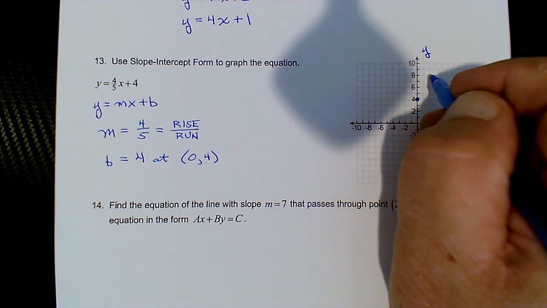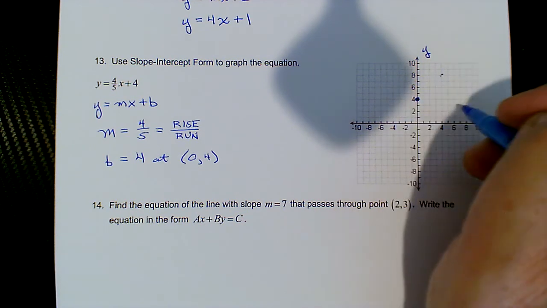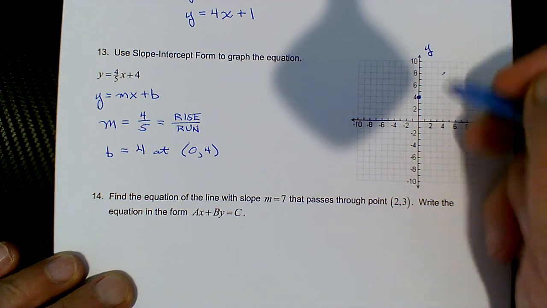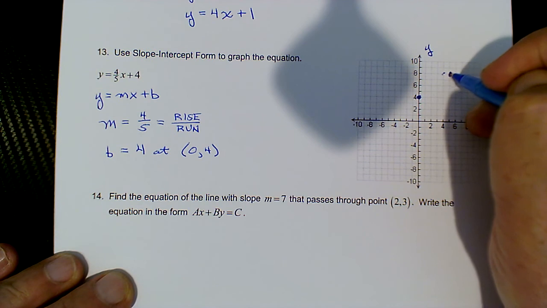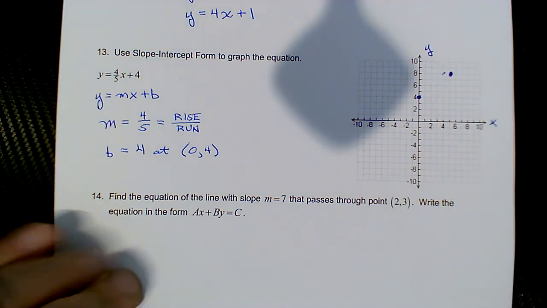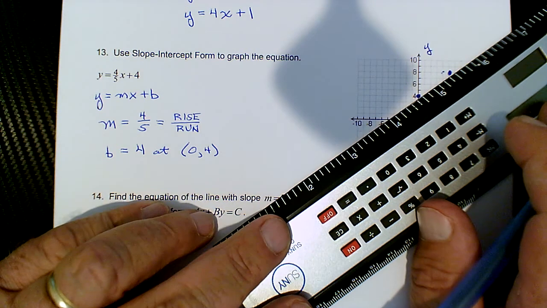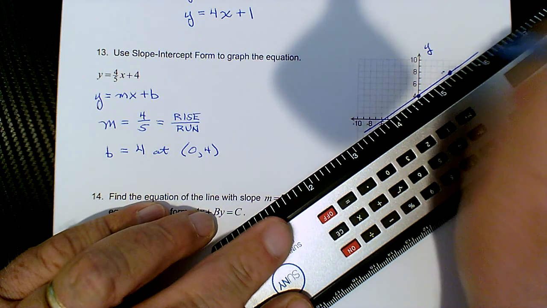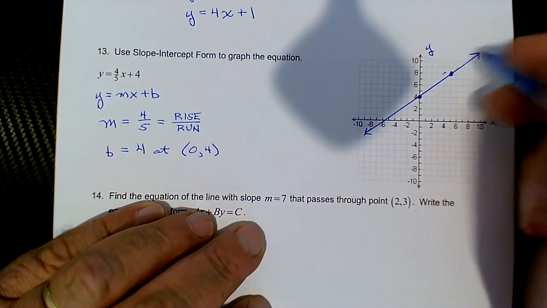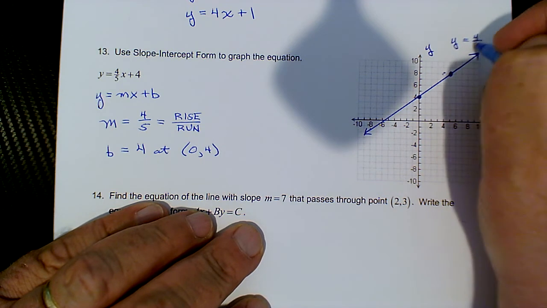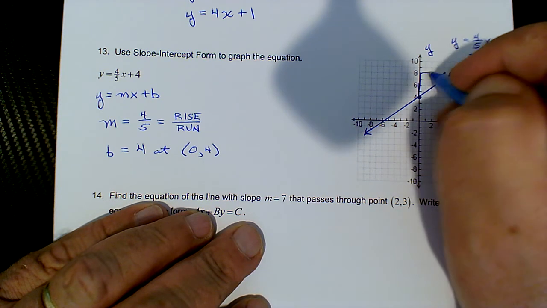Now I missed one, it should be right here. Okay, so that's our second point, and then we draw the line. And I'm going to label it. The one thing to note is that the vertical change, which is our rise, was 4, and our horizontal change, which is our run, was 5.